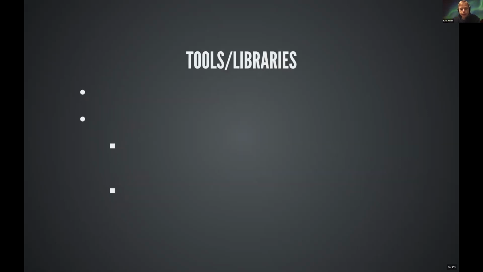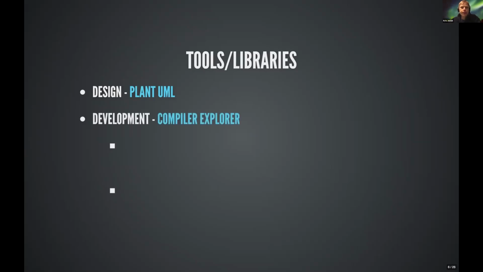So what tools will we use? For the design, we'll use PlantUML. It's a great tool to design state machines and other diagrams using text, and it will just generate a diagram for you. So it's pretty cool, and it's online as well.